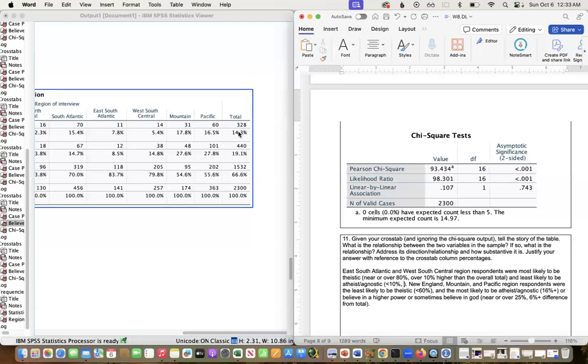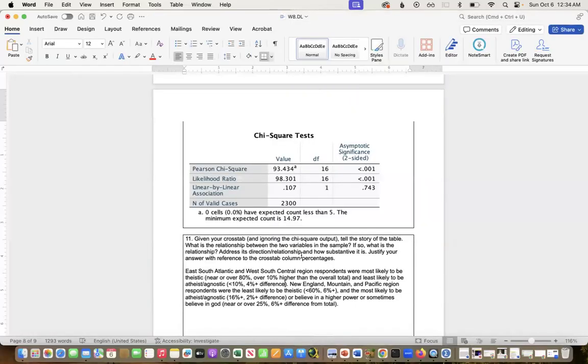So this is about at least a 4% plus difference. The least likely to be theistic, we said less than 60, and so that's at least a 6% plus difference. Agnostic, that's going to be at least a 2% plus difference. Okay, so I'm just sharing kind of, I'll say from the total.